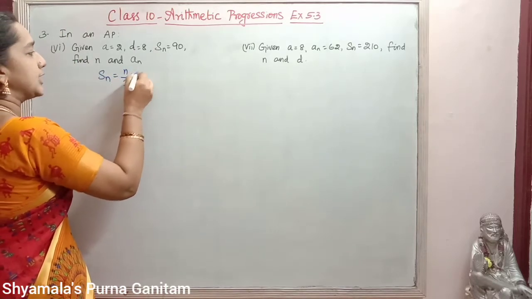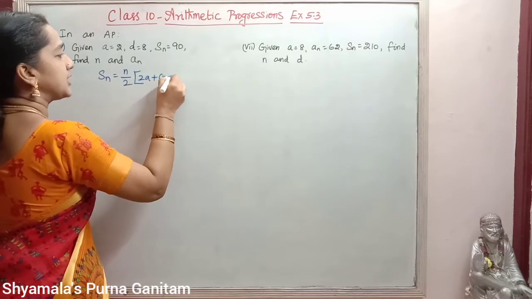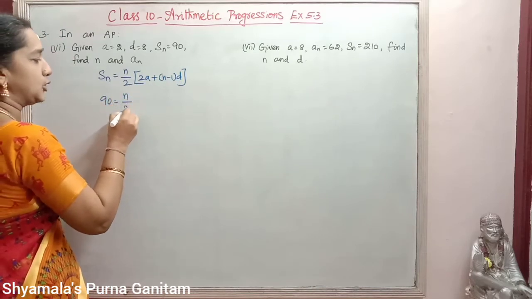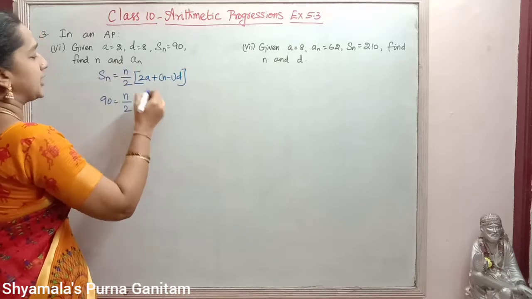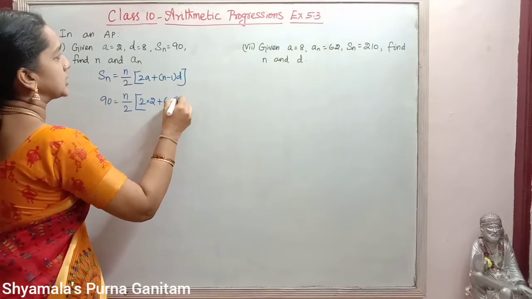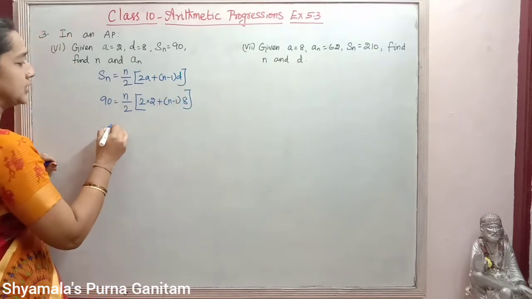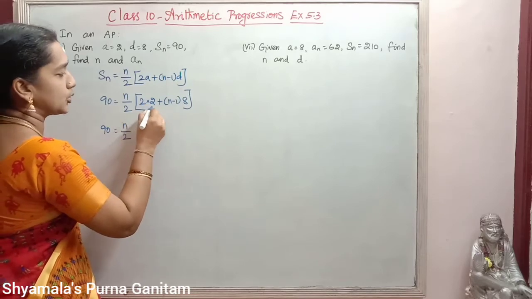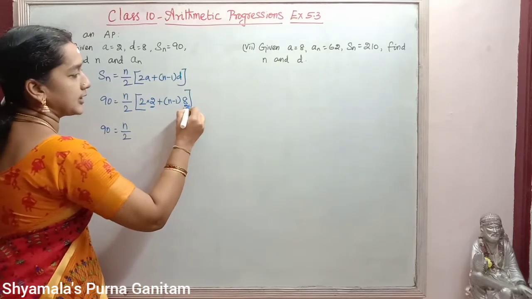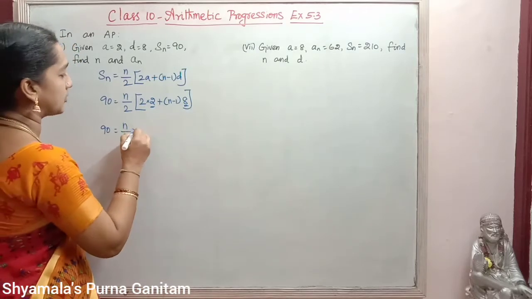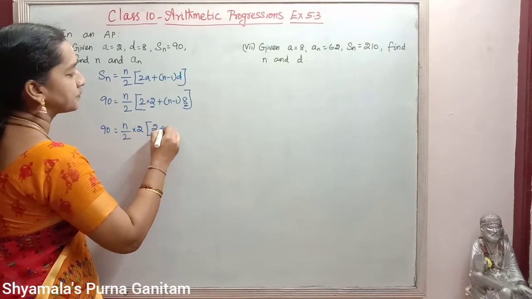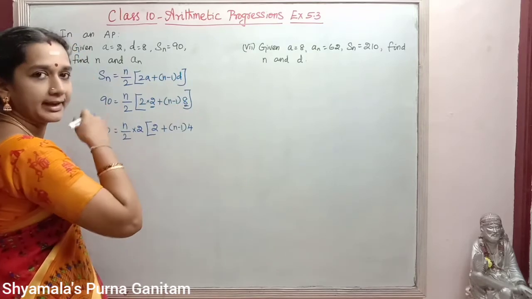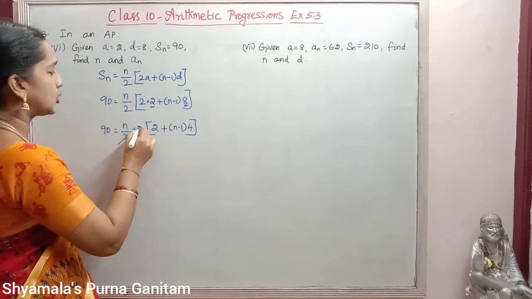Sn is equal to n by 2 into (2a plus (n minus 1) into d). So Sn value is given as 90, is equal to n, which we need to find, by 2 into (2 into a value, which is given as 2, plus (n minus 1) into d, which is given as 8). Here 2 is there, and the next term also has 2, so we can take it common. If we take 2 out, the balance will be 2 plus (n minus 1) into 4. 4 twos are 8, 2 we have taken out, so 4 is the balance. So this 2 and 2 will get cancelled.